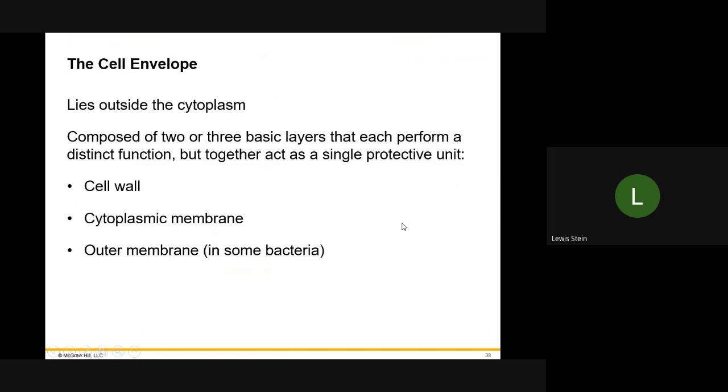So I love it when they refer to the cell envelope, as I said before. To me, an envelope means that it's a structure that surrounds it, that it's a unit function. So it's composed of all the structures outside of the cytoplasm, two or three basic layers: the cell wall, and depending on the complexity, the membrane itself, and then in the gram-negative bacteria, the outer membrane.